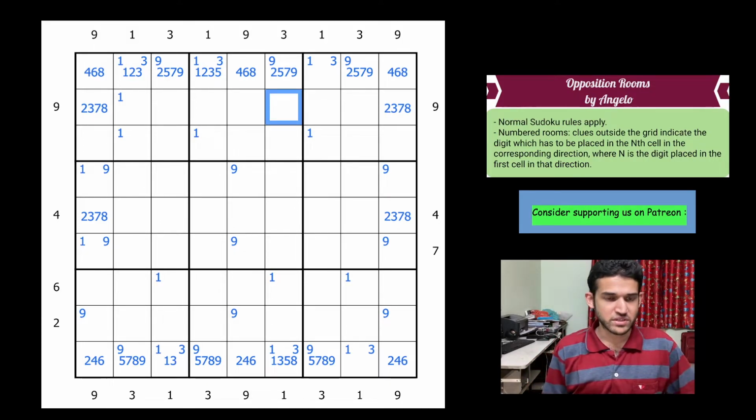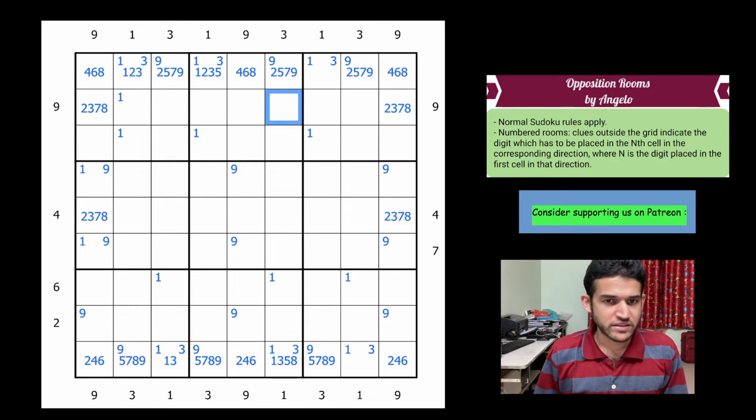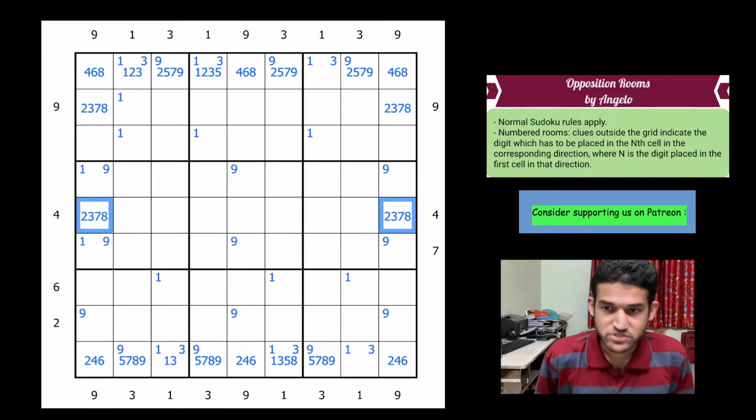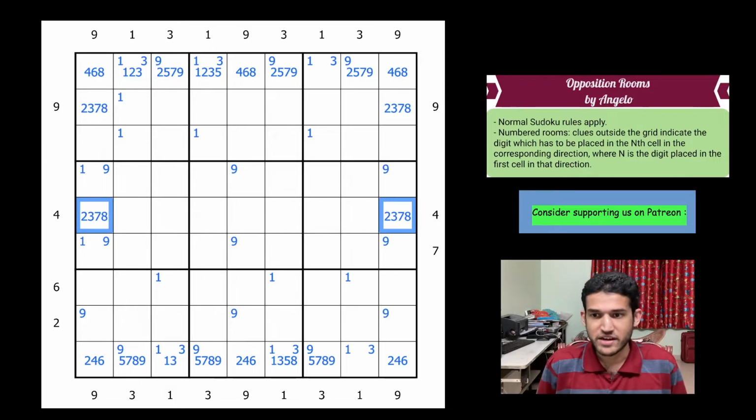Did I see something? So can this be a 2-8 pair? If this is a 2-8 pair, yeah. What a deduction, guys. I think we have got the breakthrough. I've just gone out of focus in the camera, I realize.